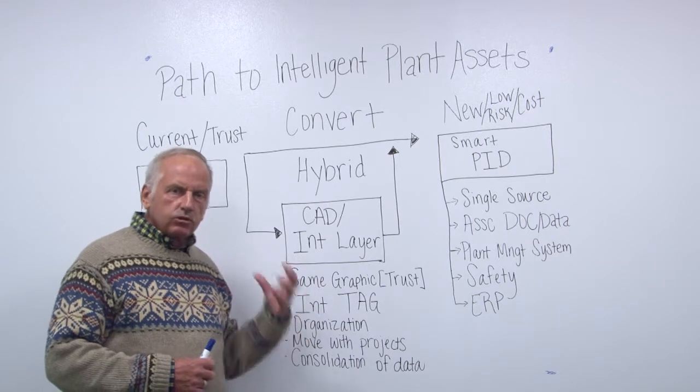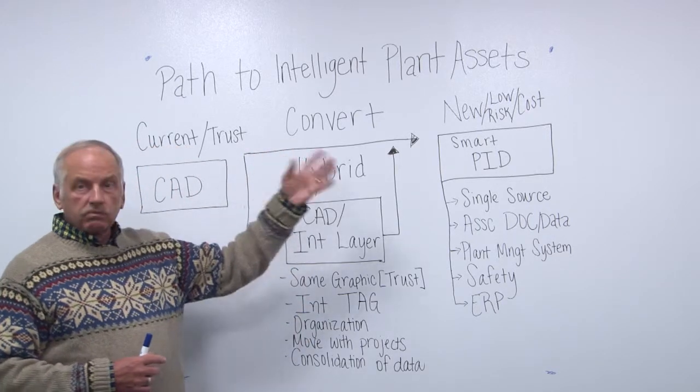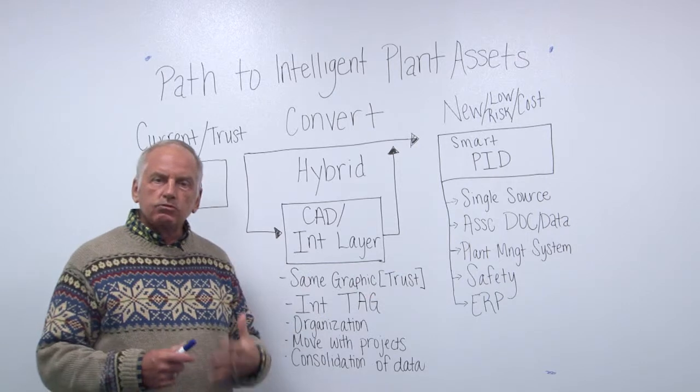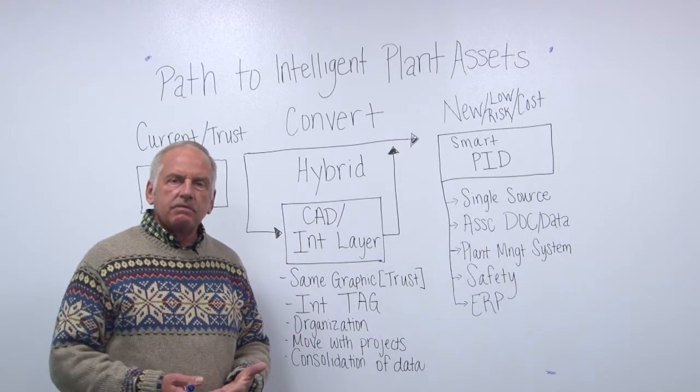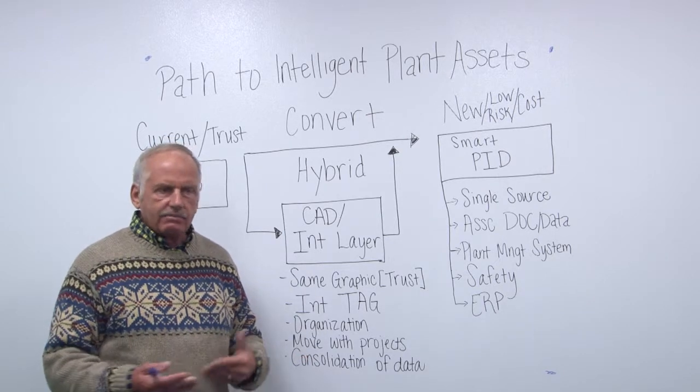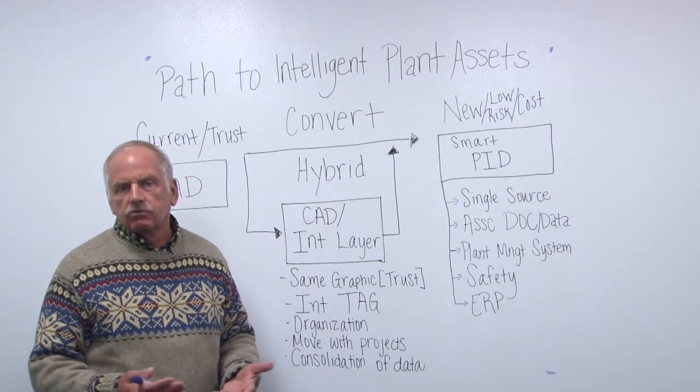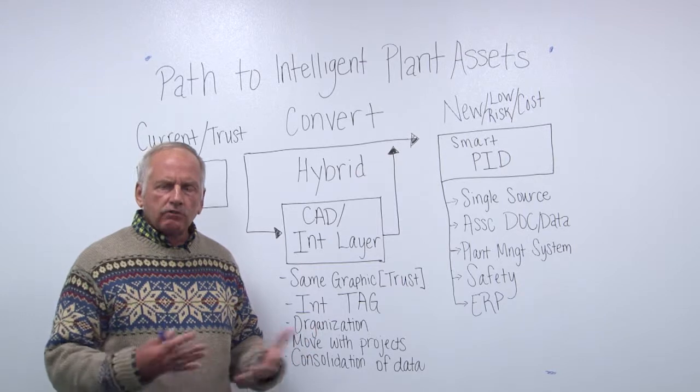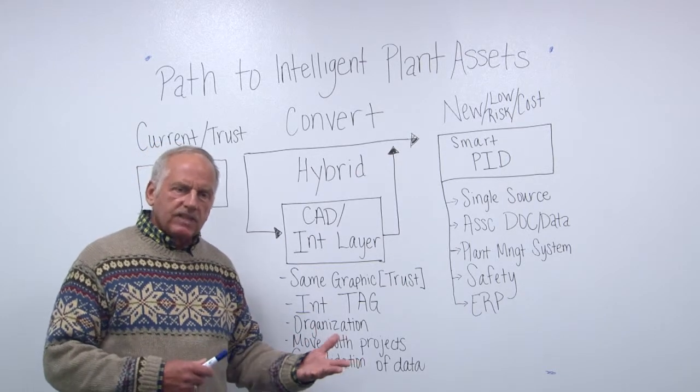That is this path to an intelligent, smart plant asset. I use a P&ID as an example, but the same can apply, for instance, to electrical one-line diagrams or electrical drawings that you have in the plant. But the P&ID, of course, is an important document, so I use that as an example.